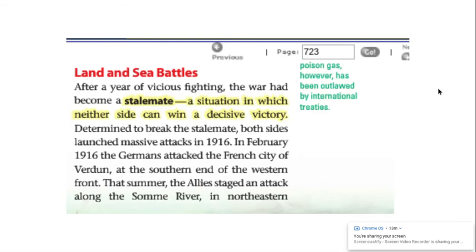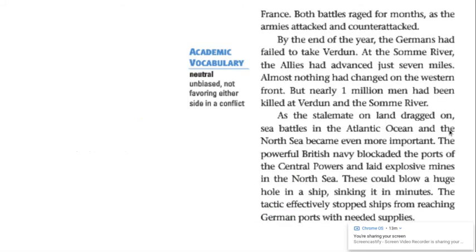Determined to break the stalemate, both sides launched massive attacks in 1916. In February 1916, the Germans attacked the French city of Verdun at the southern end of the Western Front. That summer, the Allies staged an attack along the Somme River in northeastern France. Both battles raged for months as the armies attacked and counterattacked. By the end of the year, the Germans had failed to take Verdun. At the Somme River, the Allies had advanced just 7 miles. Almost nothing had changed in the Western Front, but nearly 1 million men had been killed at Verdun and the Somme River.